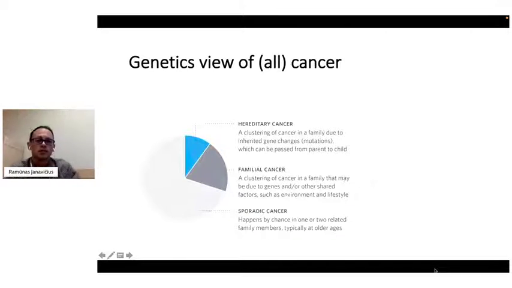From the genetics point of view, all cancer can be divided in three main parts. One part, which corresponds roughly to about 5 to 10% of cancer, is called inherited or hereditary. And here we have germline mutations in known cancer predisposition genes, either high risk or medium risk.